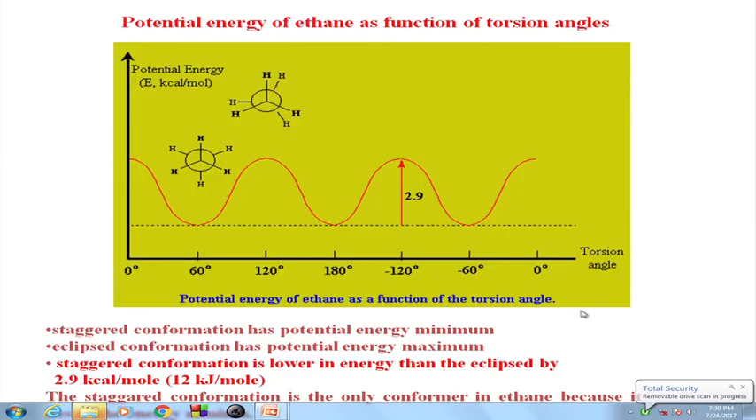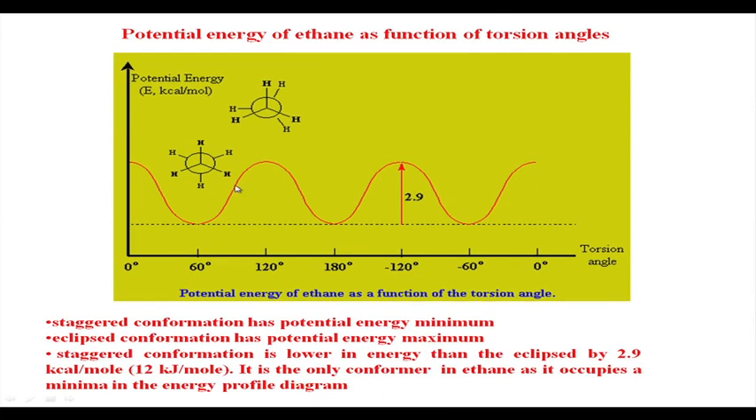One interesting point to note here is that every point in this energy profile diagram represents a conformation of ethane. Suppose I take a point here. This point has lower energy than the eclipsed form. Definitely the energy profile diagram says that, but it is not a conformer. So, the conformer is the only one which occupies the lowest position, the minima. This concept is very important.